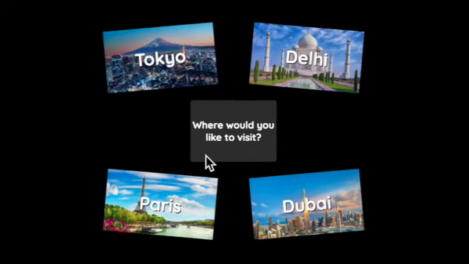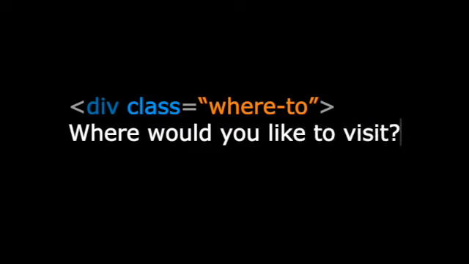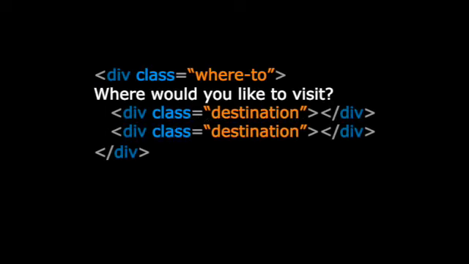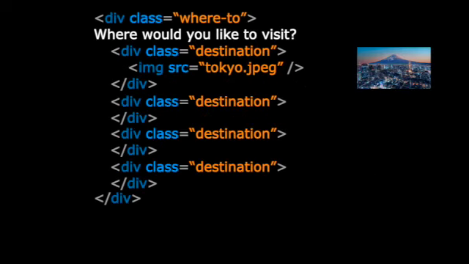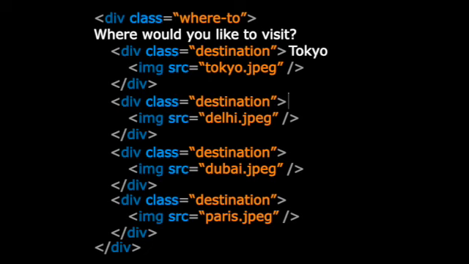We're going to figure out how to make this cool hover effect with Transform Translate. We first need to set up our div with a where-to class. Then, we need to add 4 more divs inside with a destination class. In each destination div, we need to put an image. Let's add the text title of each one.